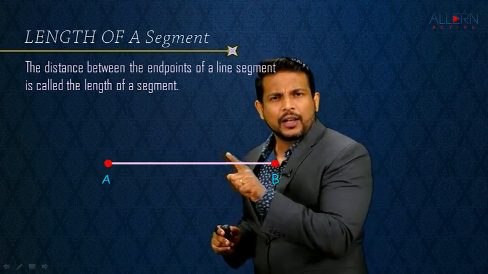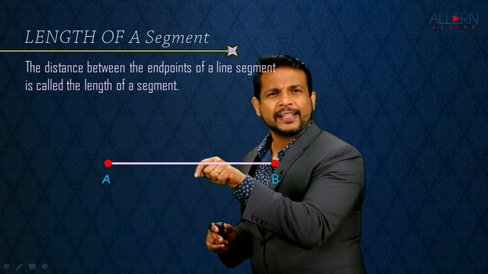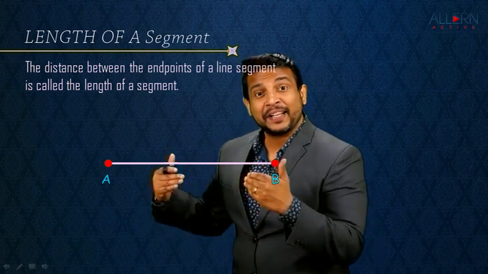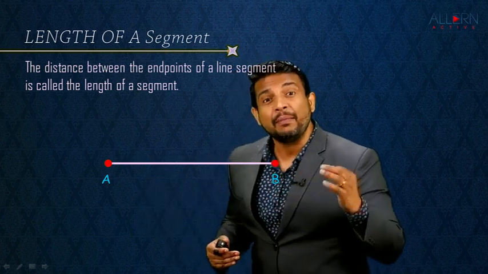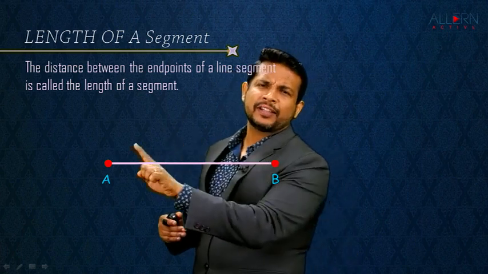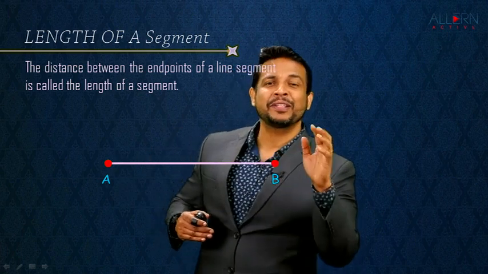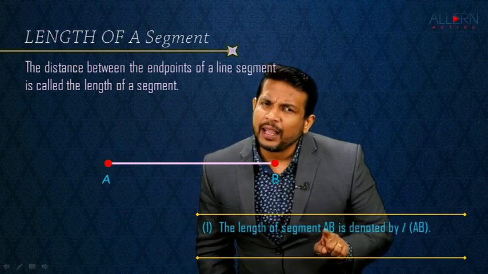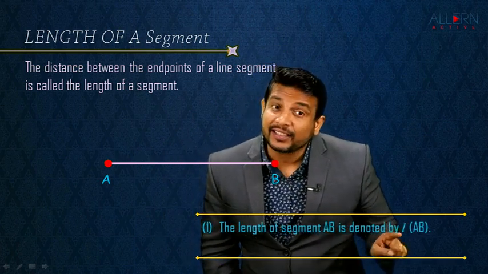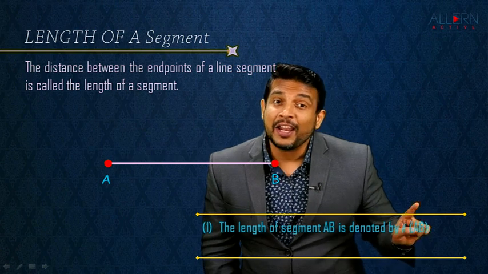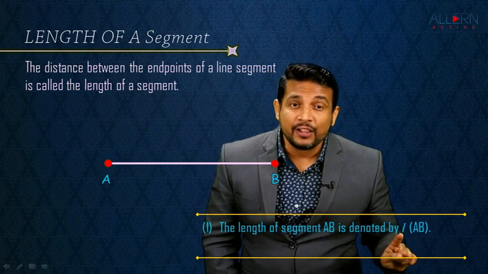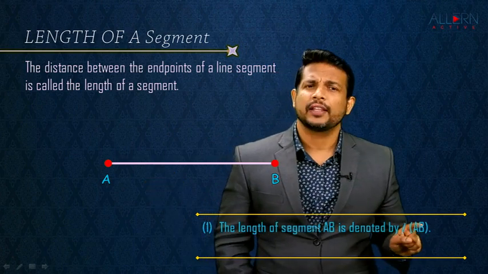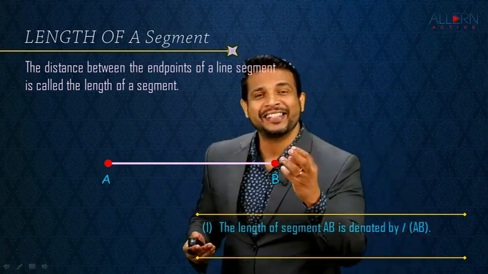So here, if the distance between A and B is 8 centimeter, we can say that the length of segment AB is 8 centimeter. If it is 5 centimeter, we can say that the length of segment AB is 5 centimeter. Now how do we write it? When we have to say length of segment AB, it can be denoted as l, small letter l, in brackets AB, meaning length of segment AB. If it is 8, we can write that the length of segment AB is equal to 8 centimeter.